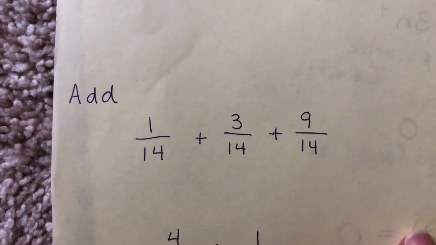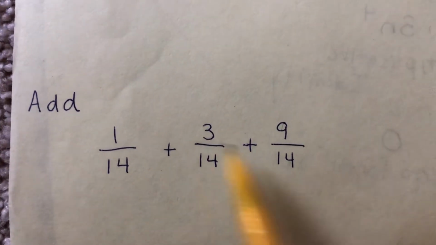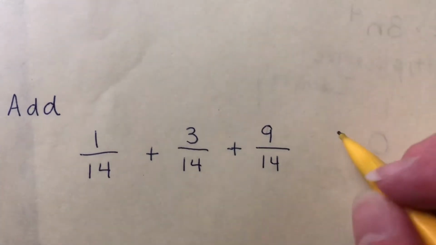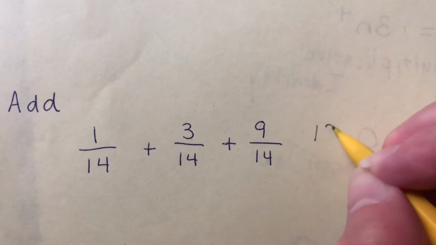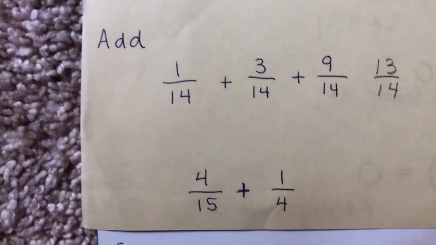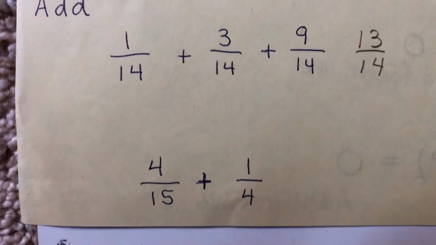When I add fractions, I want to make sure I have a common denominator. If the denominator matches, you just add the numerators. 1 plus 3 is 4, plus 9 is 13. So this is 13/14. If my denominators are not alike, I need to find the least common denominator.